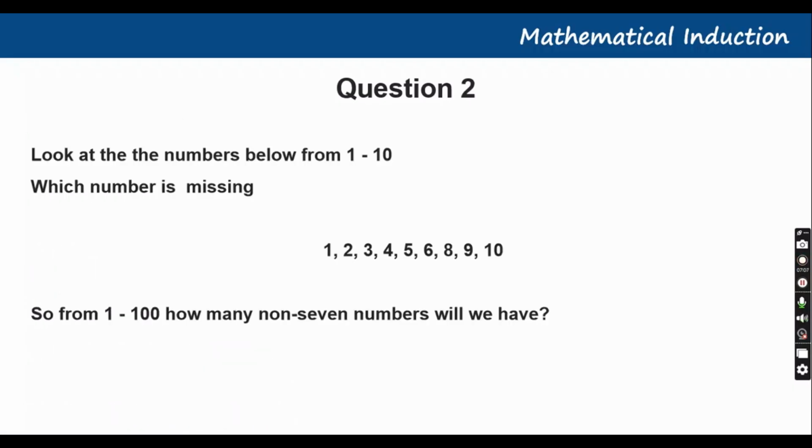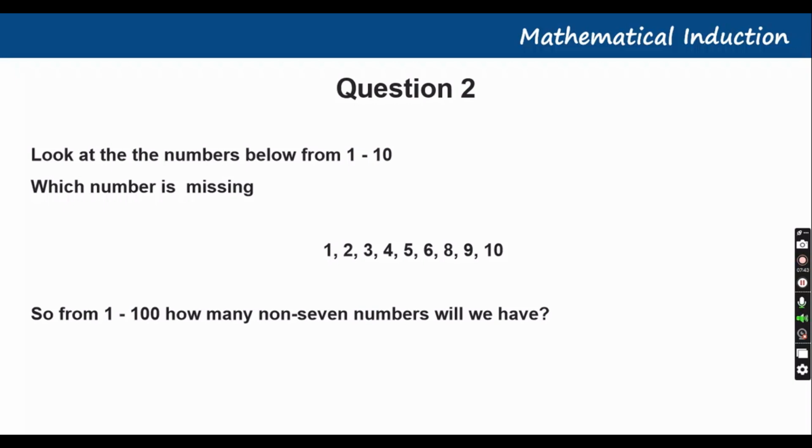Then we went to this question where we said, if you look at the numbers between 1 and 10, which number is missing, and then we noticed that 7 was missing, right? And then we said, so from 1 up to 100, how many non-7 numbers will we have? And then initially we said how many would miss? Yes, those.